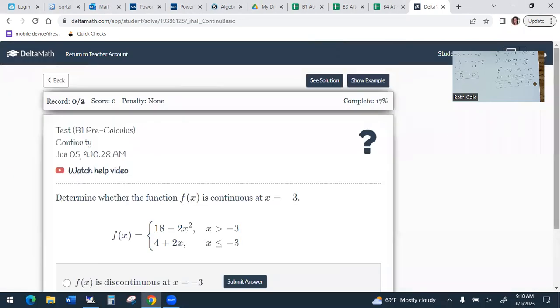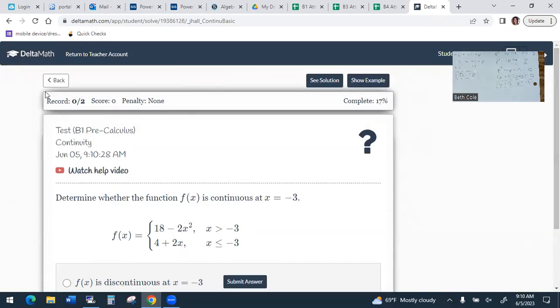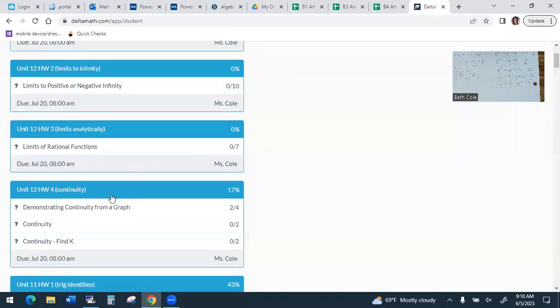All right, for these ones, this is super easy. Is the function continuous at -3? Here's what you would do. You would plug in -3 to the first piece. You would plug in -3 to the second piece. And how would you know if it's continuous? If they equal each other. Very good. We have common sense. Okay. And then the other one, we'll do a couple of these together.